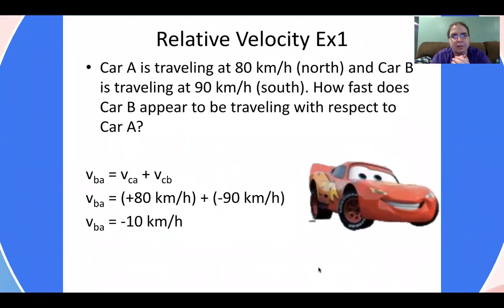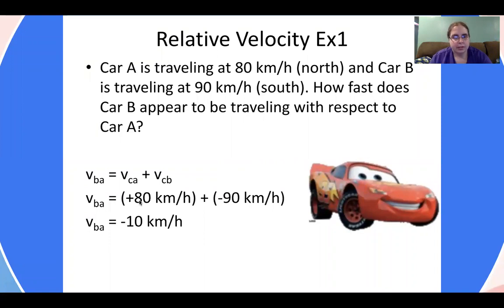So let's say we have car A traveling at 80 kilometers per hour north and car B traveling at 90 kilometers per hour south. How fast does car B appear to be traveling with respect to car A? So the velocity of B to A equals the velocity of car A plus the velocity of car B, because they're both going in the same plane. They're both, let's say, north to south.